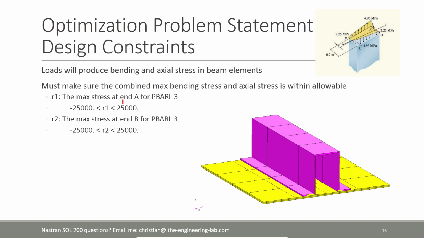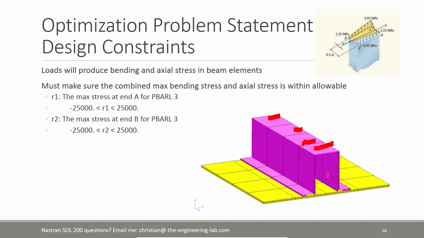And as for stress constraints, we have both beam and planar elements here. So for the beams, what we're going to say is for every element here, and we have 1, 2, 3, and 4 elements.